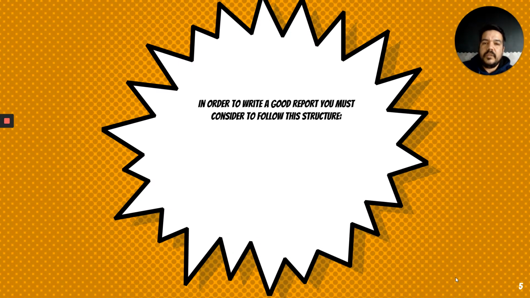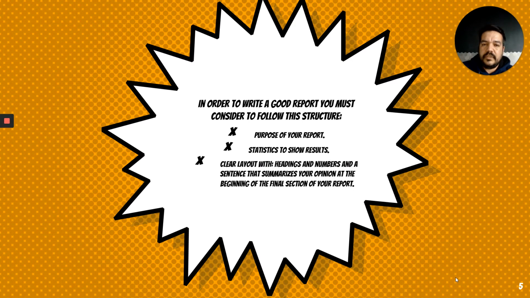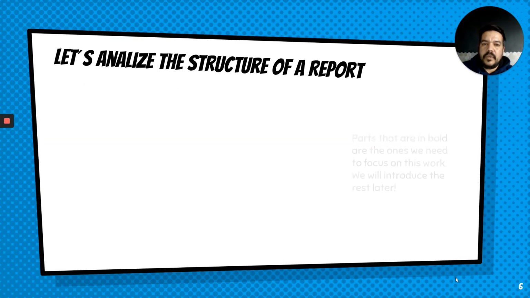In order to write a good report, you must follow this structure: purpose of your report, statistics to show results, a clear layout with headings and numbers, and a sentence that summarizes your opinion at the beginning of the final section of your report. Use an objective formal style. Let's analyze the structure of our report.